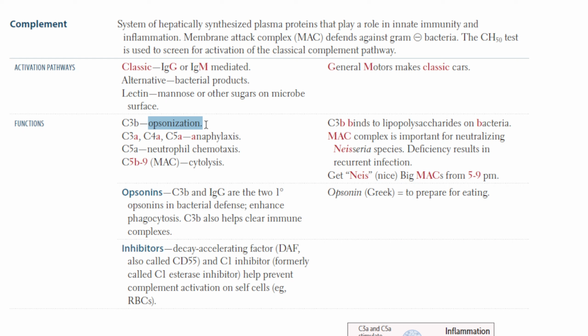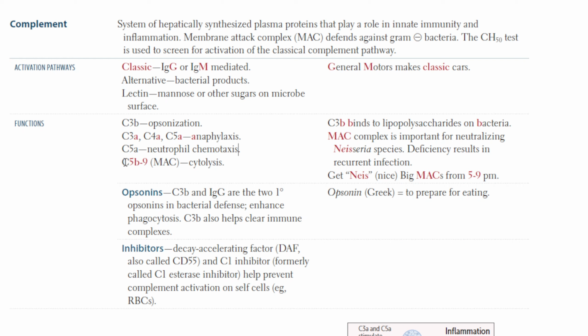Opsonization. C3b is for opsonization. C3a, C4a, and C5a are for anaphylaxis. So don't look at the book. And then C5a by itself is for neutrophil chemotaxis.